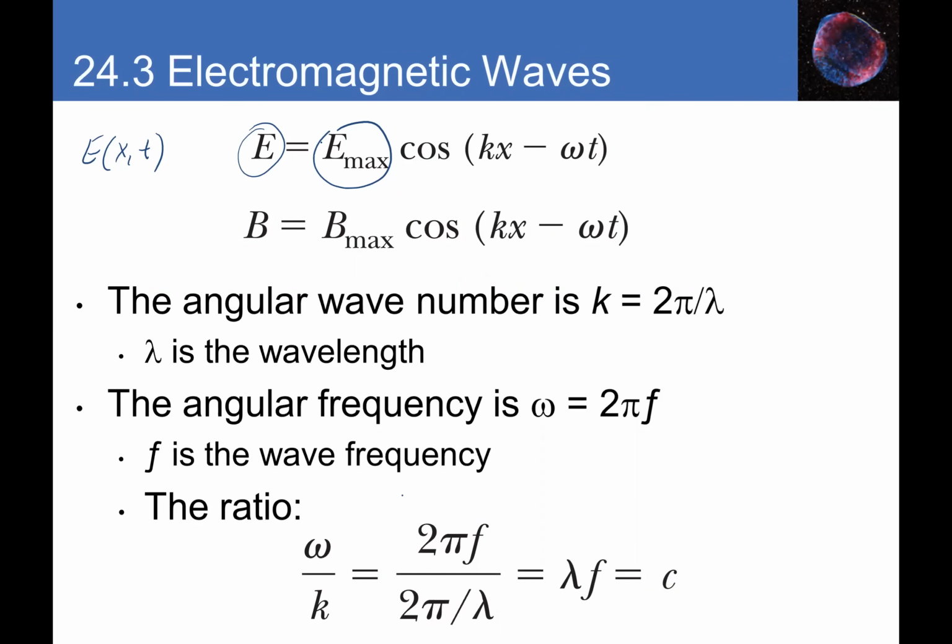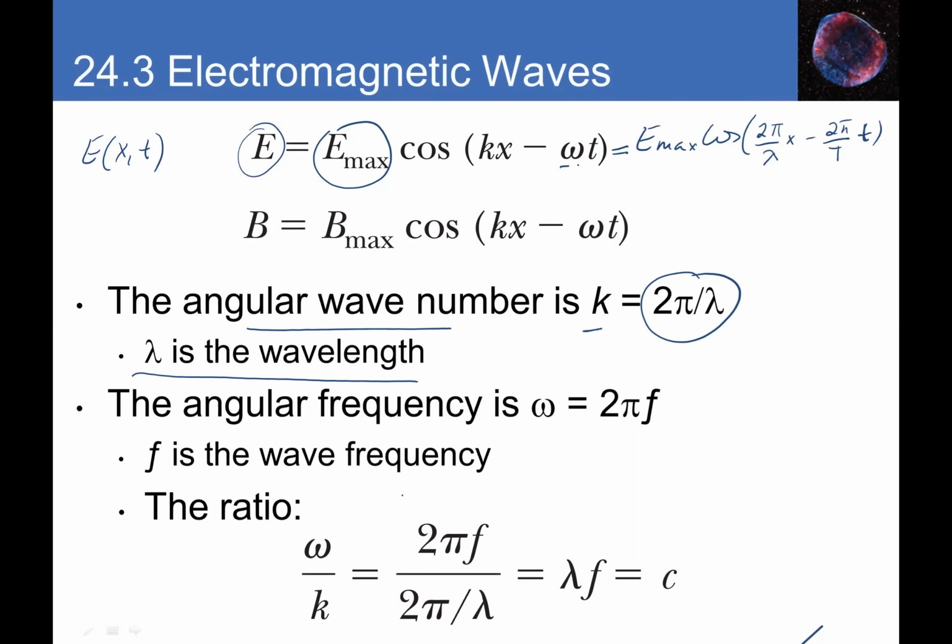t. So I can rewrite this also in terms of E max, then cosine of 2 pi over the wavelength times x minus 2 pi over the period times t. That means this is an equation where we can see that those k and omega represent the angular wave number, right? K here is 2 pi over the wavelength. So this lambda is the wavelength of that wave. And then this omega is 2 pi f, or technically 2 pi over the period. We can also do it in terms of that.